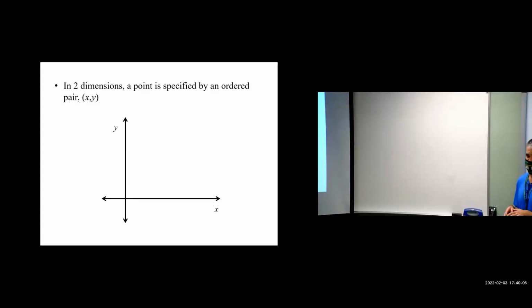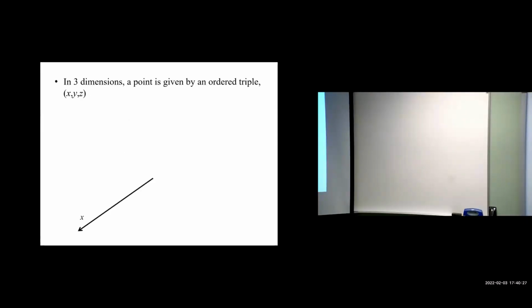In 2 dimensions, we identify a point as X and Y. So it is some horizontal and vertical distance away from the origin, right? So we have some point, it's some X, Y, and it lives out in the 2-dimensional plane. The same thing is basically happening in 3D, but we have another axis we have to think about.